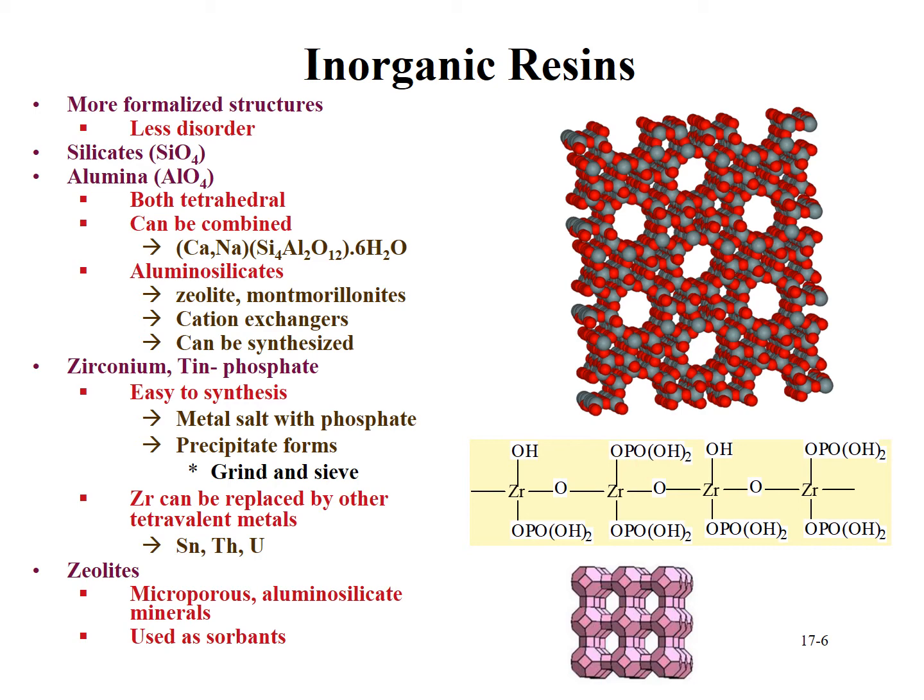These precipitates can be prepared, size separated, and then a material like this would be very good for separating tetravalent metal ions. The zirconium can be replaced by other tetravalent metal ions to vary the gap so that you can have some tunability in the size separation in addition to the oxidation states. Another example of an inorganic resin, as was mentioned above, are zeolites. These are often microporous aluminosilicate materials, and they are used as sorbents.